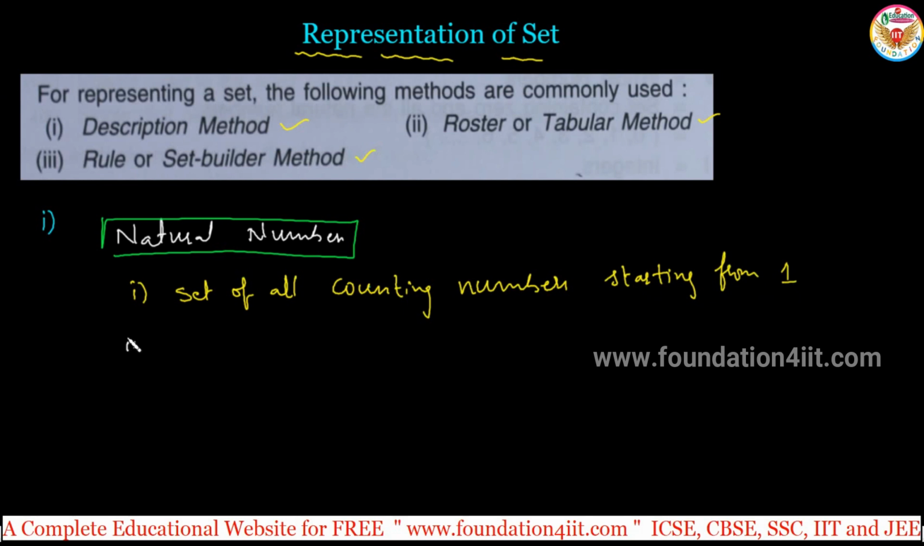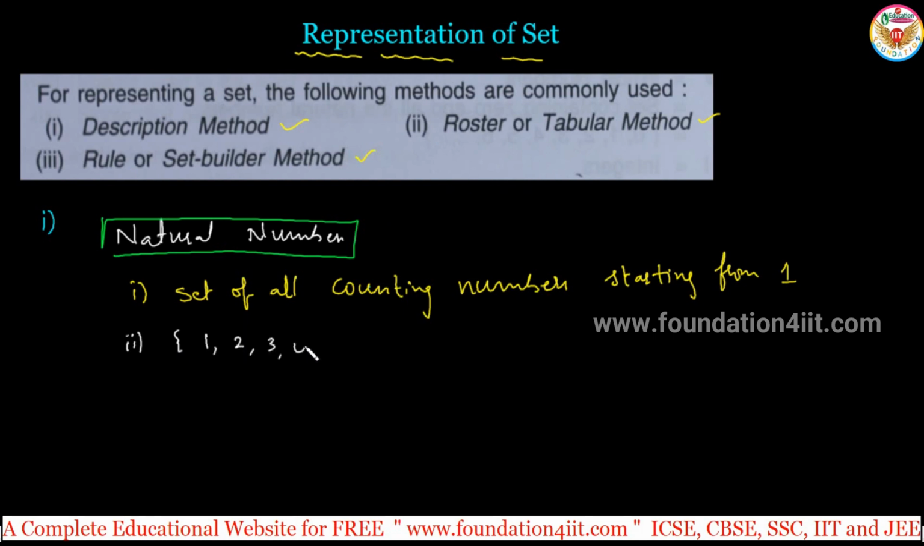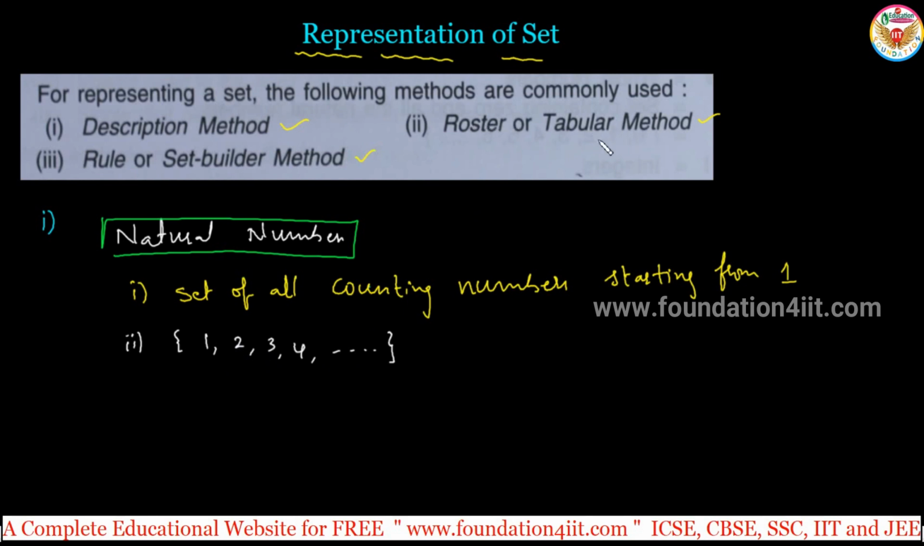In the same way, for the second one, the roster or tabular method, we write the elements within curly braces. Tabular method means the set of numbers 1, 2, 3, 4, and so on. Within the curly braces, if we write all the elements separated with commas, that is the roster or tabular method.